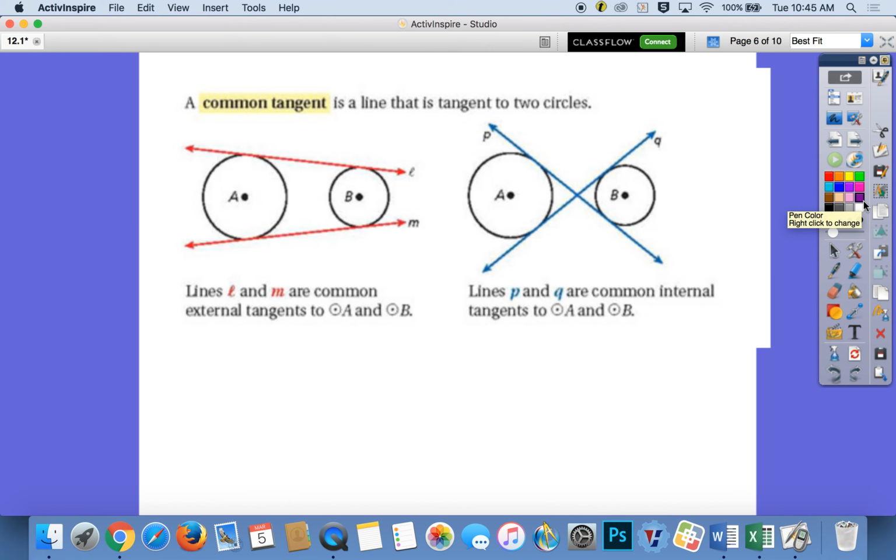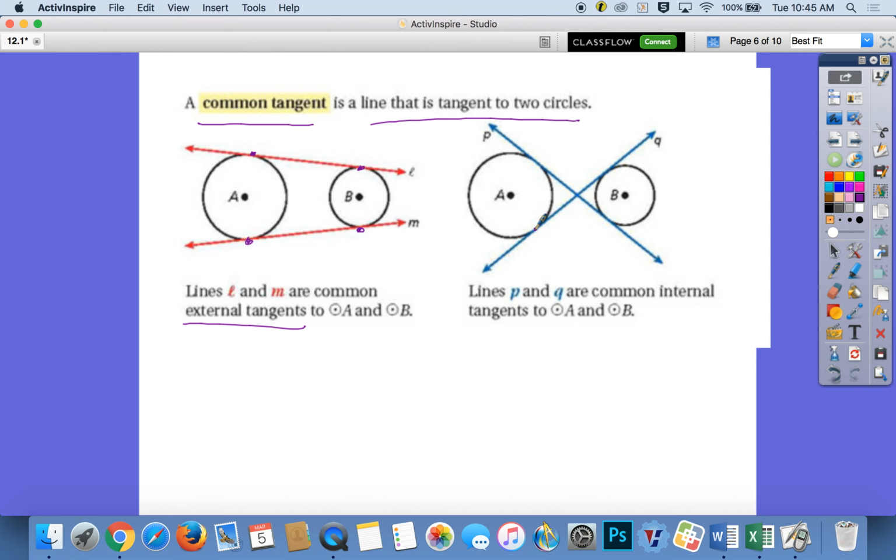A couple more things, guys. So a common tangent is a line that is tangent to two circles. All right? And if you think about the words, that makes sense. Okay? Here's your point of tangency here. A line that's tangent to two circles. So lines L and M are common external tangents to circles A and B.